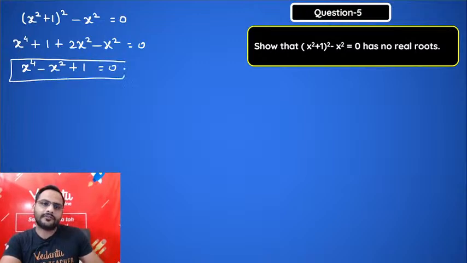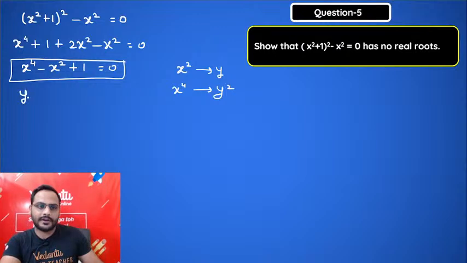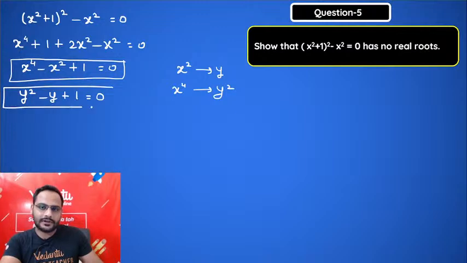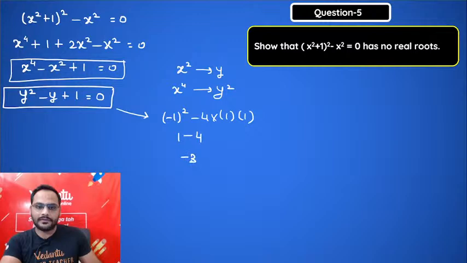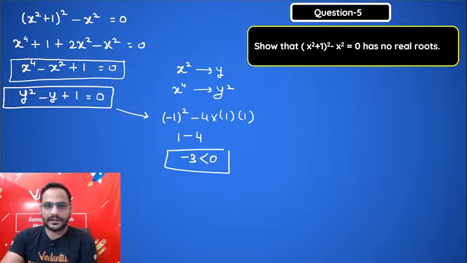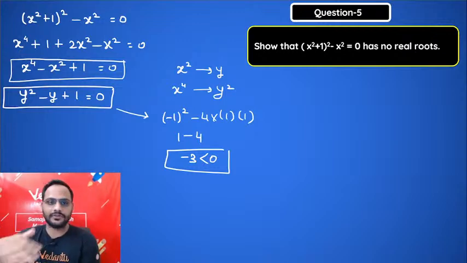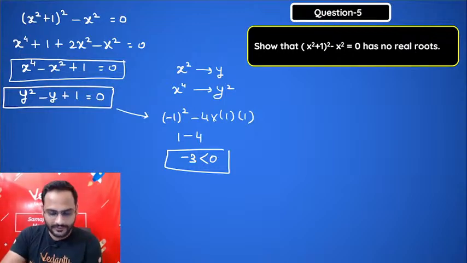Now beta, suppose if I replace x square with y, so x raised to the power 4 can be replaced with y square. This equation becomes y square plus y plus 1 equal to 0. Find its discriminant. Discriminant over here will be 1 whole square minus 4 into 1 into 1. So you are getting 1 minus 4 which is minus 3, which is less than 0, and hence you can say no real roots. No real value of x square. So if there is no real value of x square, there obviously will not be any real value of x also.